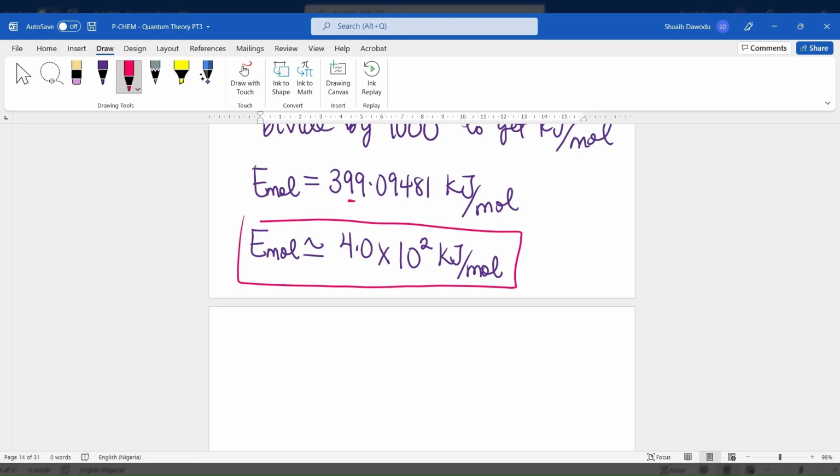I approximated it to two significant figures and I put it in scientific notation so that we can get our answer crisp. So yeah, this is basically the answer of this question in kilojoule per mole.